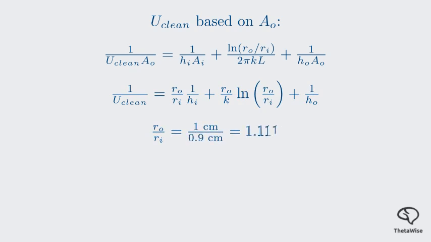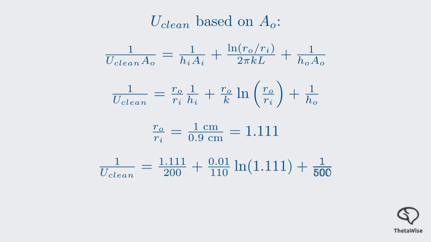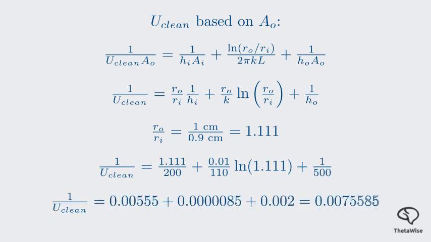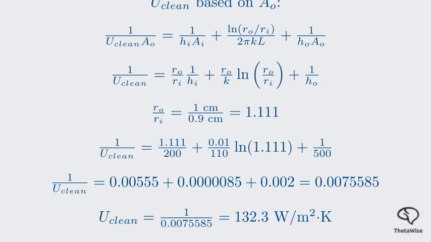This gives us approximately 1.111. Now, plugging in our values for the clean case, 1 over U clean is 1.111 over 200, plus 0.01 over 110 times the natural log of 1.111, plus 1 over 500. This gives us 0.055, plus 0.000085 plus 0.002. Summing these, 1 over U clean is 0.075585. Taking the reciprocal, we get U clean equals 132.3 watts per square meter Kelvin.